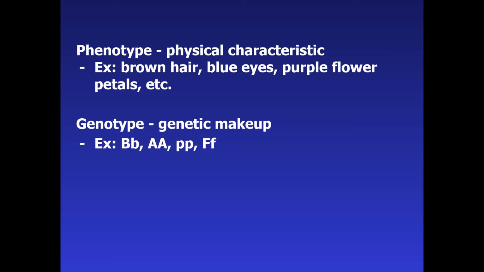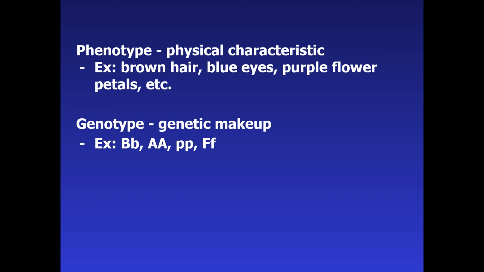A genotype is the actual genetic makeup. So you cannot see this just by looking at a person. You cannot see their genotype. That is your capital B, lowercase b, your two capital A's, your two lowercase p's, your F and your F, the actual two letters that go together, the two alleles. So that is your genotype.